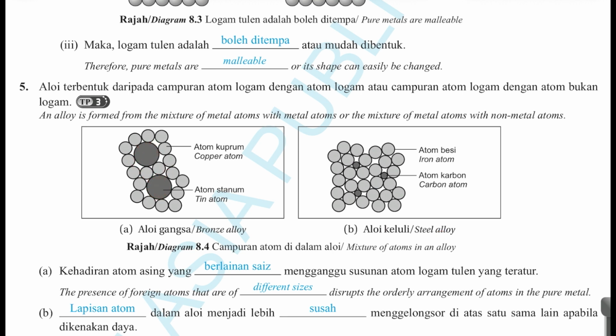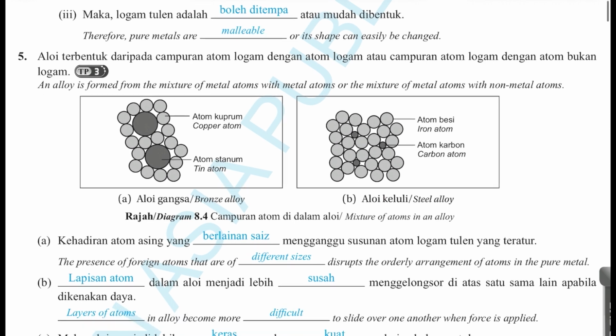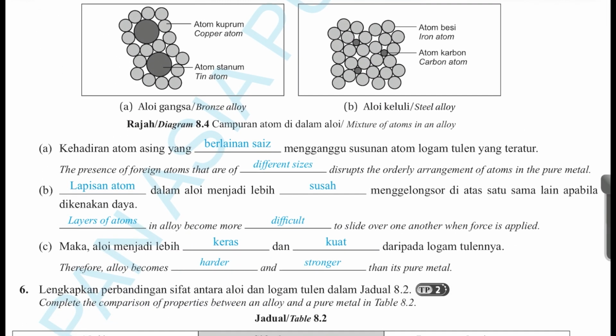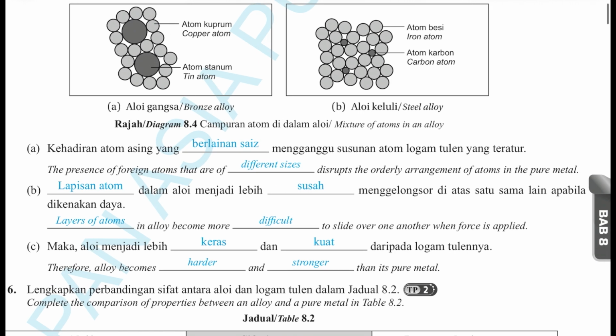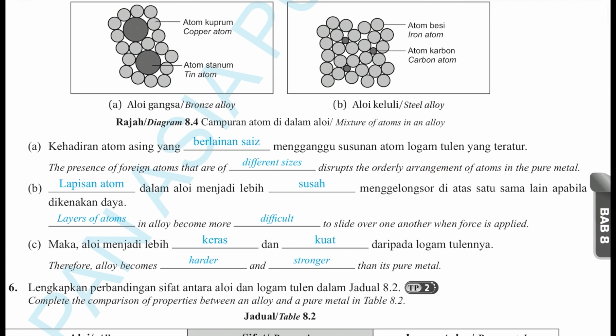Steel alloy, kita campurkan iron atom dengan carbon atom. Membentuk steel alloy. So, the presence of foreign atom that are of different sizes disrupt the orderly arrangement of atom in the pure metal. So, layer of atom in alloy become more difficult to slide over one another when force is applied. Therefore, alloy become harder and stronger than its pure metal.